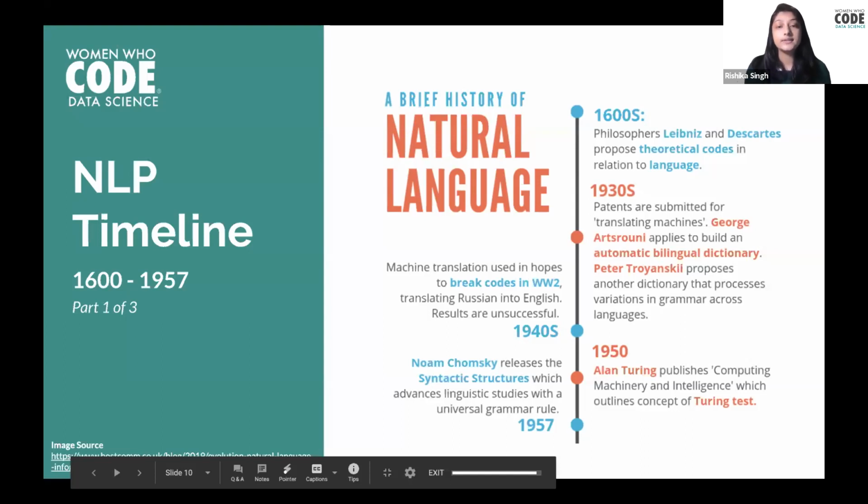Then in the 1940s, machine translation was used in hopes to break codes in World War II. This is when they tried to translate Russian into English, although the results were unsuccessful. And then in 1950, Alan Turing very famously published Computing Machinery and Intelligence, where he outlined the concept of the Turing test. Then in 1957, Noam Chomsky releases Syntactic Structures, which advances linguistic studies with a universal grammar rule.